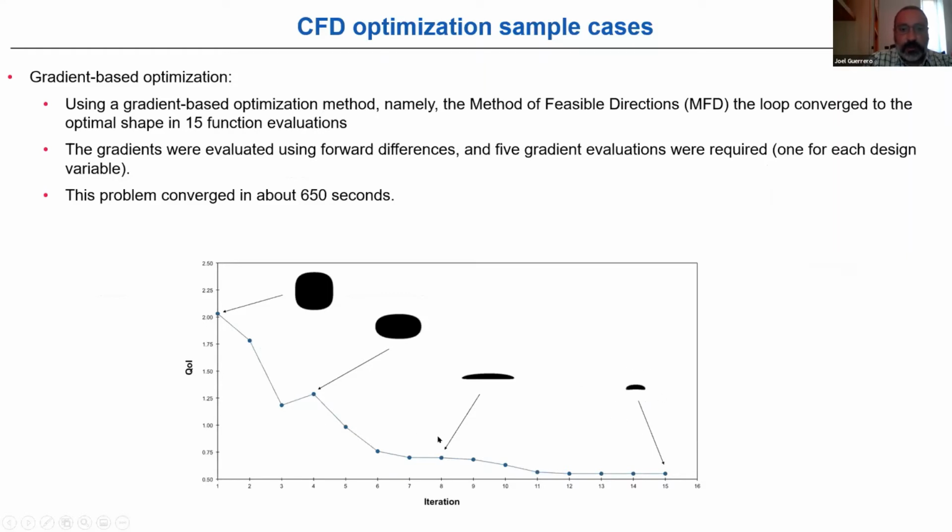15 function evaluations. Remember that there are gradient evaluations that I'm not showing here, but in total it's like 30 cases. You see this problem solved in about 10 minutes, but this is an old computer. The one that I have today would take 3 minutes. We managed to get this using gradient information. See how it is evolving. Here you can see clearly that whatever solution you get depends on how you formulate your problem.